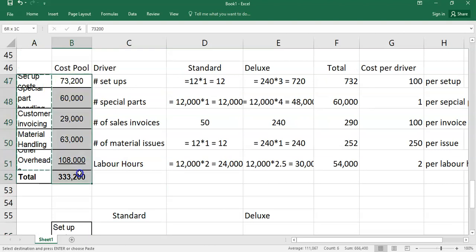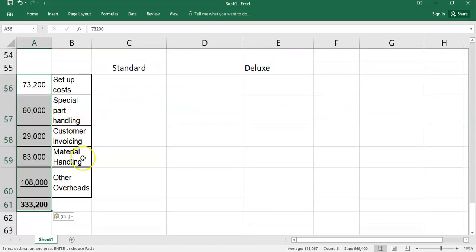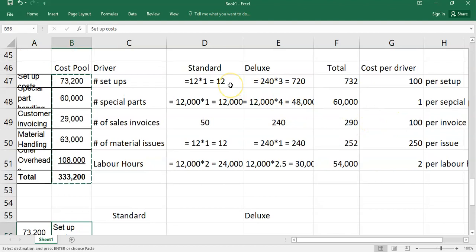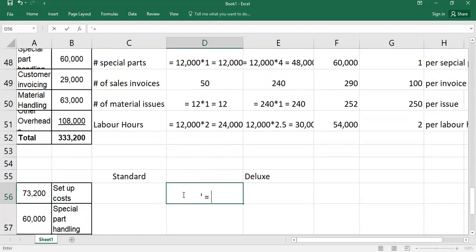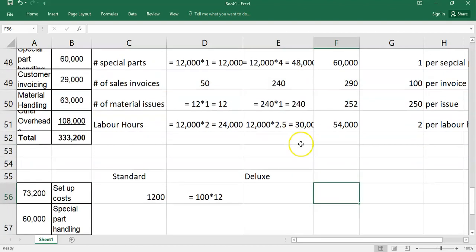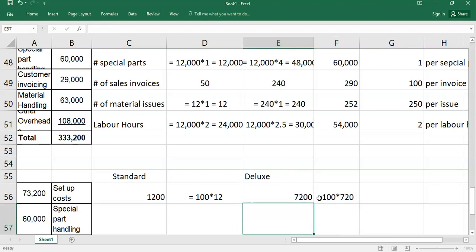So we'll know, and I leave these here as a reminder, we know what the total costs are. This is what we're trying to allocate then to standard and deluxe, because remember, direct costs are fine. What we're trying to allocate is the two indirect costs. So for setup costs, go back again, we know it's 100 euro per setup. Standard uses 12 setups. So standard is going to be 100 times 12, which is 1,200. Deluxe, on the other hand, they use 720 setups, so it's going to be 100 times 720. So you're just allocating them out pro rata, and that's going to be 72,000.